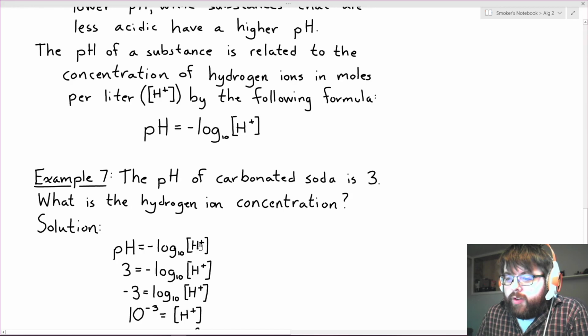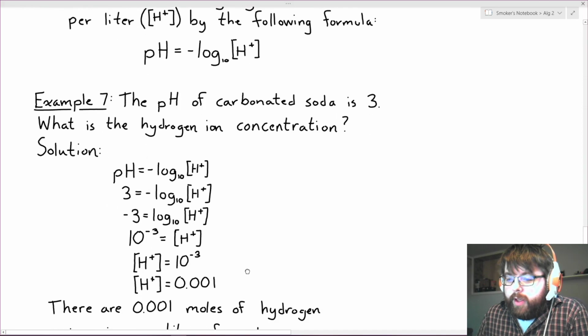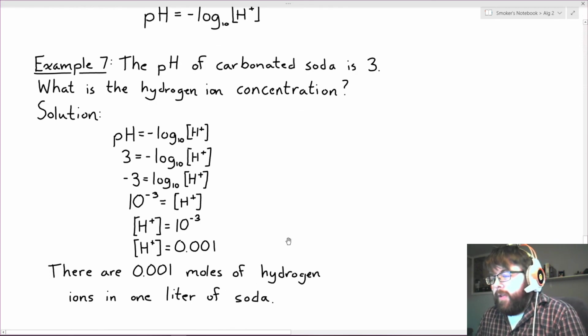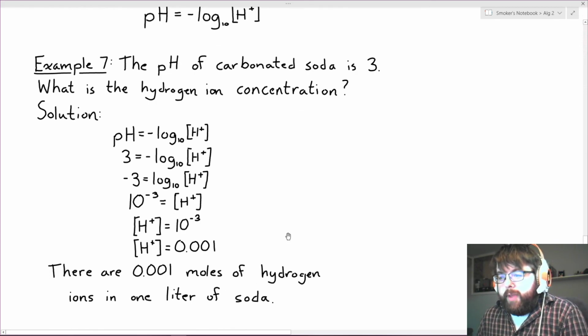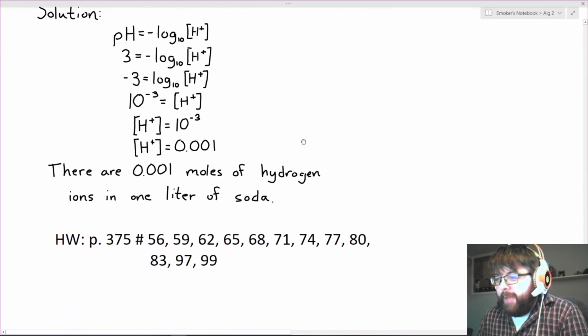So again, this is just like n. It's a messy n, unknown value, or x, or y, or whatever your variable is. And once that's solved, I just need to simplify it, and I am done. There are 0.001 moles of hydrogen ions in 1 liter of soda. Whatever that means. No, that's important. I'm sure in chemistry that's important.